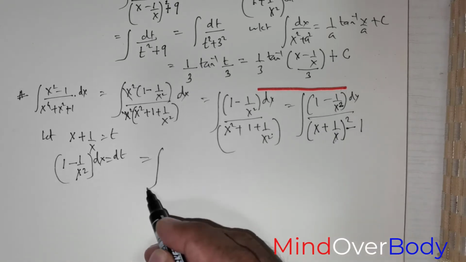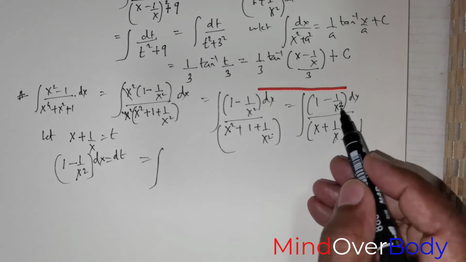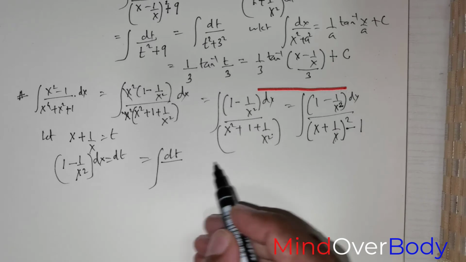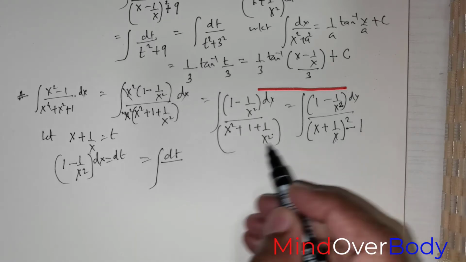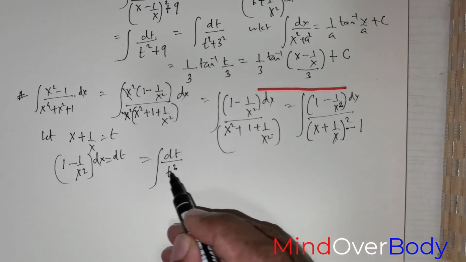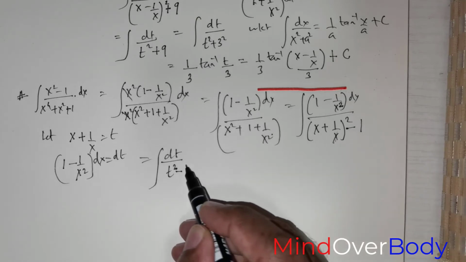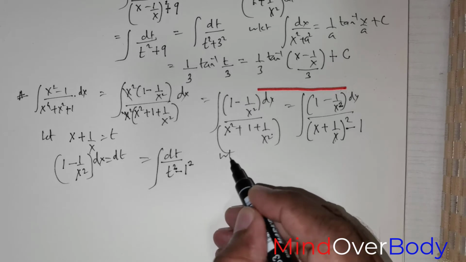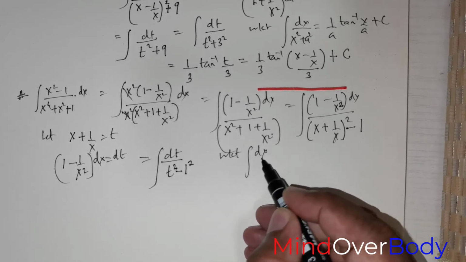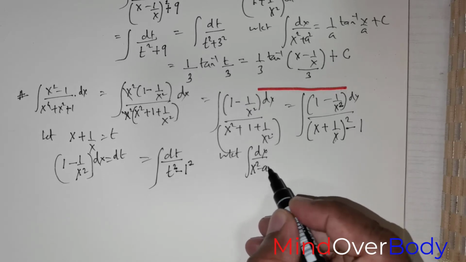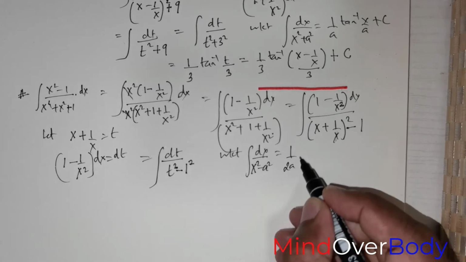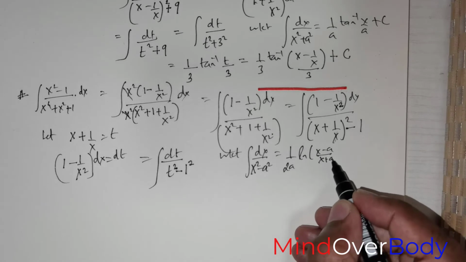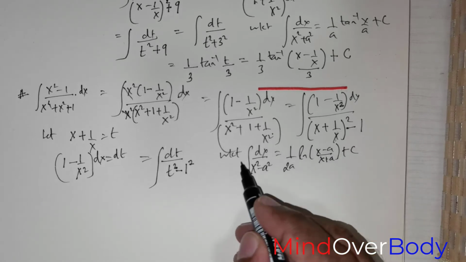So if I were to substitute the quantity, in place of 1 minus 1 over x squared times dx, I am going to place dt. In place of x plus 1 over x raised to the power of 2, I am going to substitute t. That has to be raised to the power of 2 followed by a minus 1. I am going to write 1 as 1 squared. Now we know a formula. What is that? We know integral dx over x squared minus a squared is equal to 1 over 2a ln of x minus a over x plus a, plus arbitrary constant c.